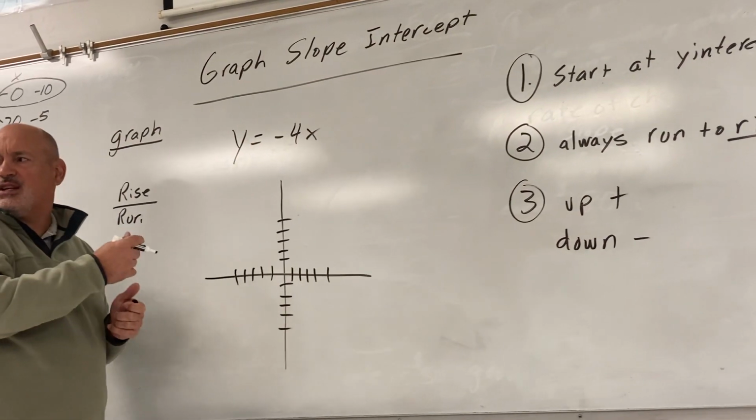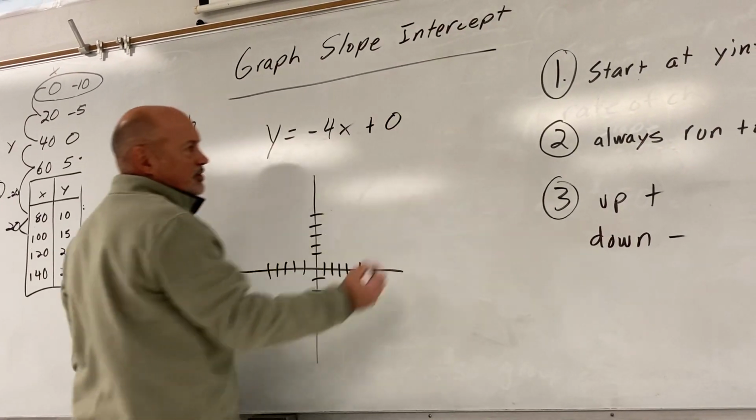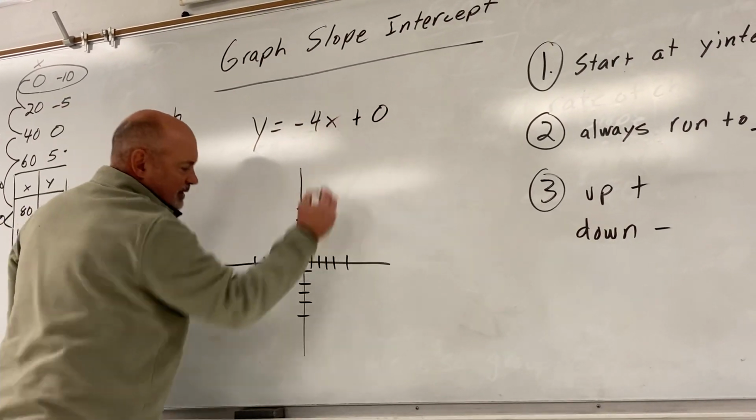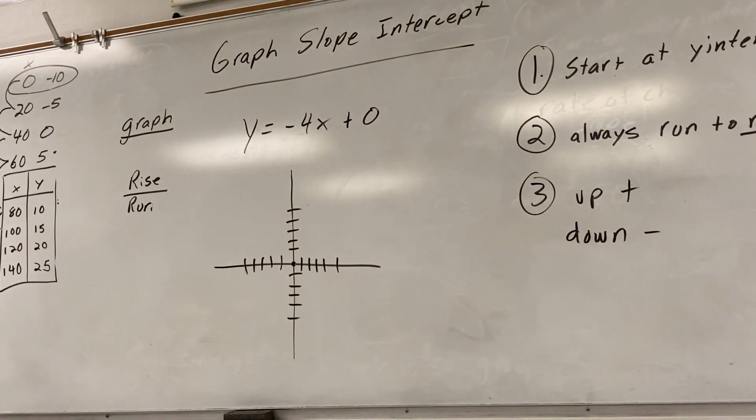This is a proportion, by the way. Don't all proportions have to go through the origin? So let's put 0 for the y-intercept. And our first point is going to be right here at the origin. It's a proportion.